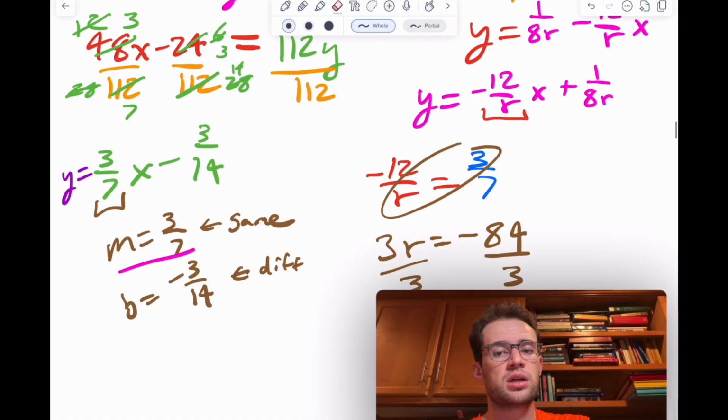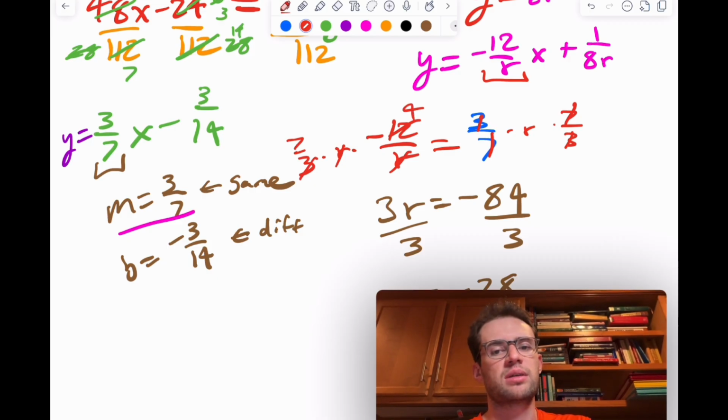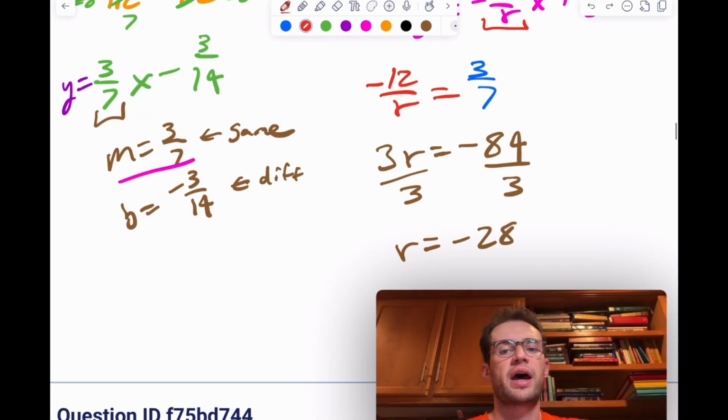You could do it like that, or the way I would probably have done it, just multiply both of these by r, and then multiply them by 7/3. So the 7/3 cancels here, r's cancel here. See, negative 12 divided by 3 is negative 4, so we get 7 times negative 4. That would still give you that r is equal to negative 28. So either of those methods will work to get r once you have this set up.